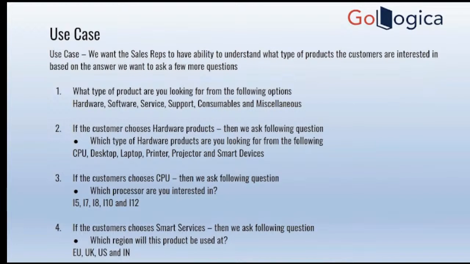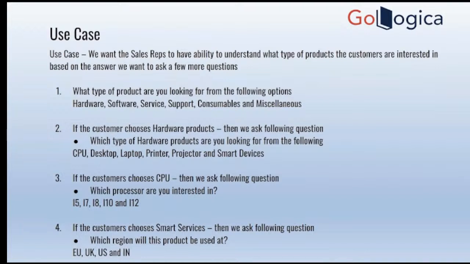So in the use case, we want the sales team to have the ability to understand what type of products the customers are interested in, based on the answers to the questions we ask. If a company has a product line of hardware, software, services, support, say they are selling laptops or desktops, then if you go to buy Dell laptops online there could be options for hardware, software, services, maintenance or support, consumables like a keypad or a charger, and miscellaneous such as warranty.